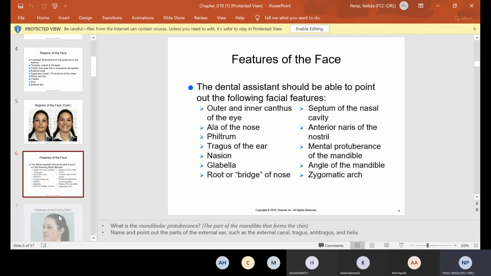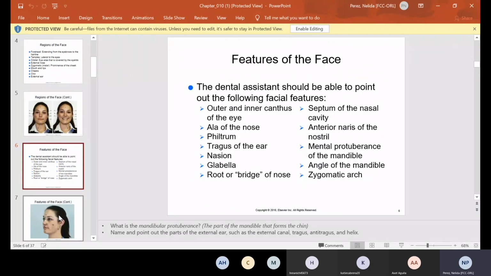Now, the different features of the face, again, it really helps, especially when we're doing x-rays. So when you guys come to lab and it's time to do x-rays, I'm going to point out a lot of the landmarks so you guys take excellent x-rays.